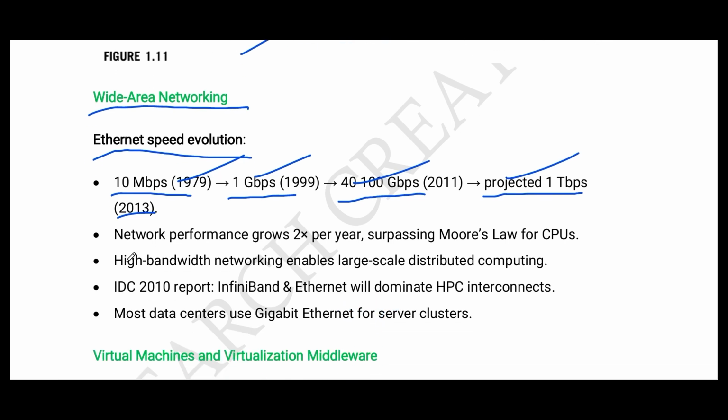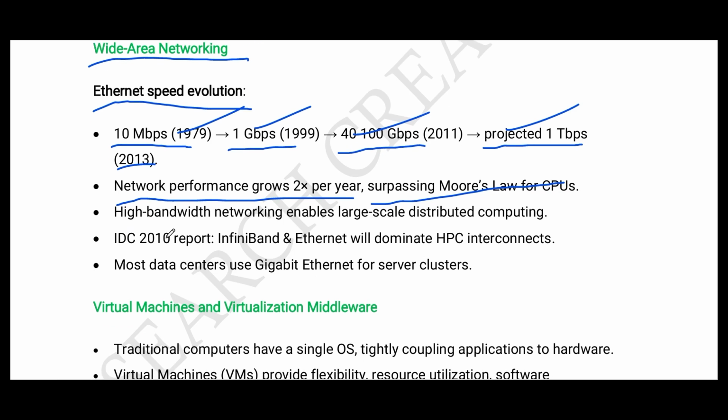Next is network performance growth, 2x per year, surpassing Moore's law for GPUs. It surpasses Moore's law. Next is high bandwidth networking enables large scale distributed computing. High bandwidth networks help large scale distributed computing.